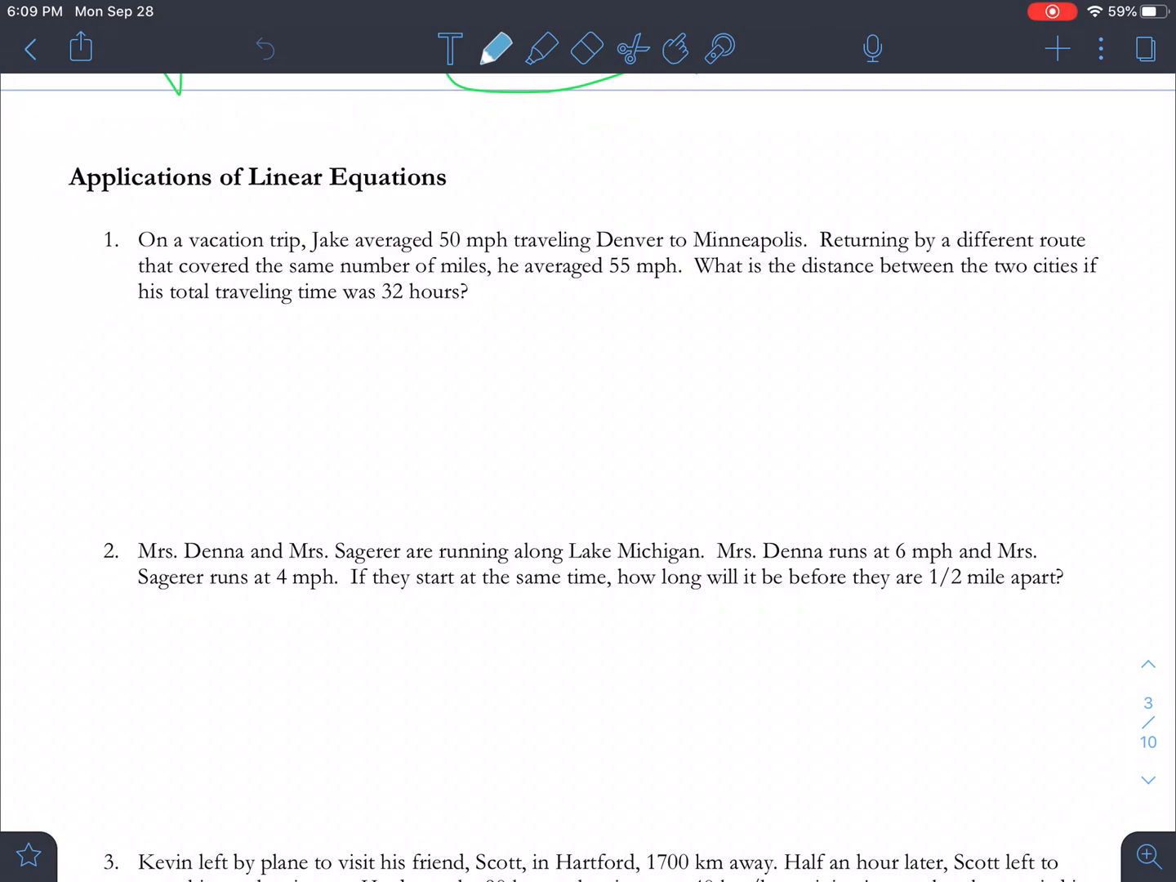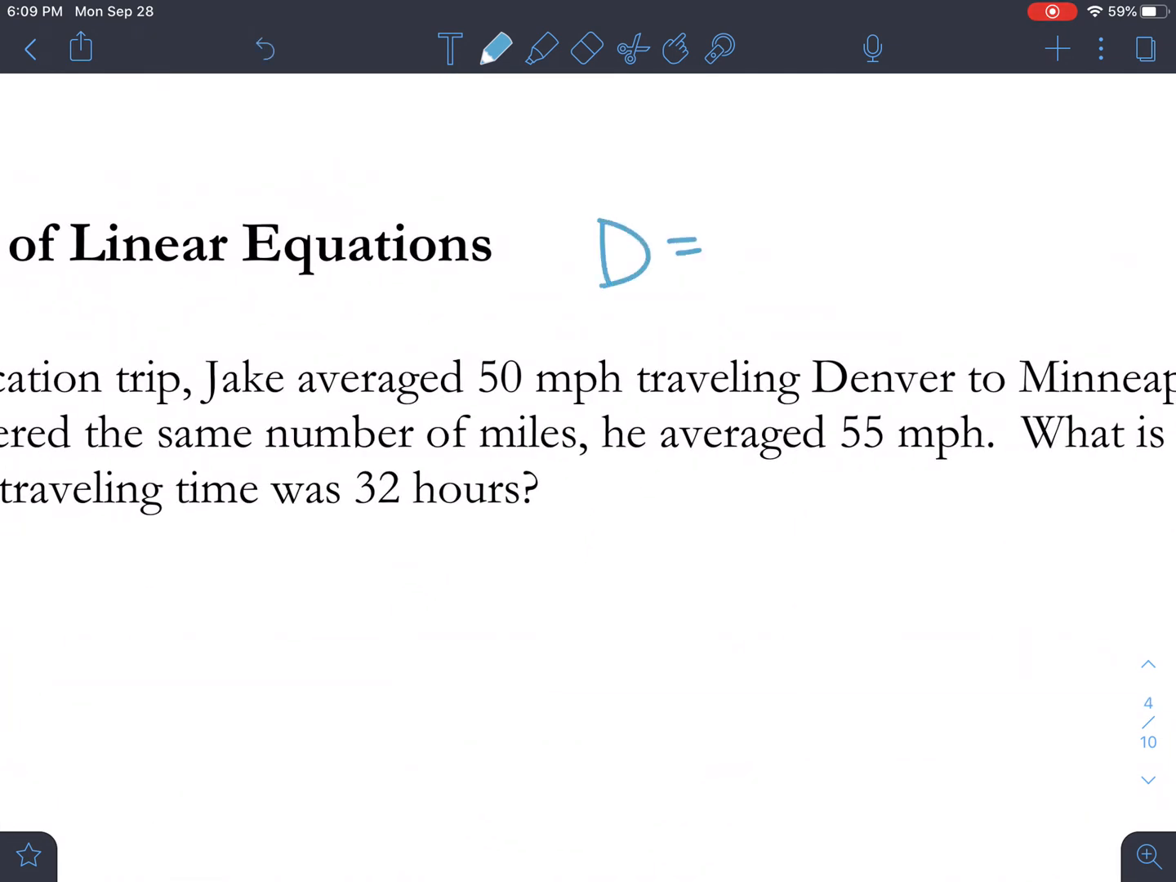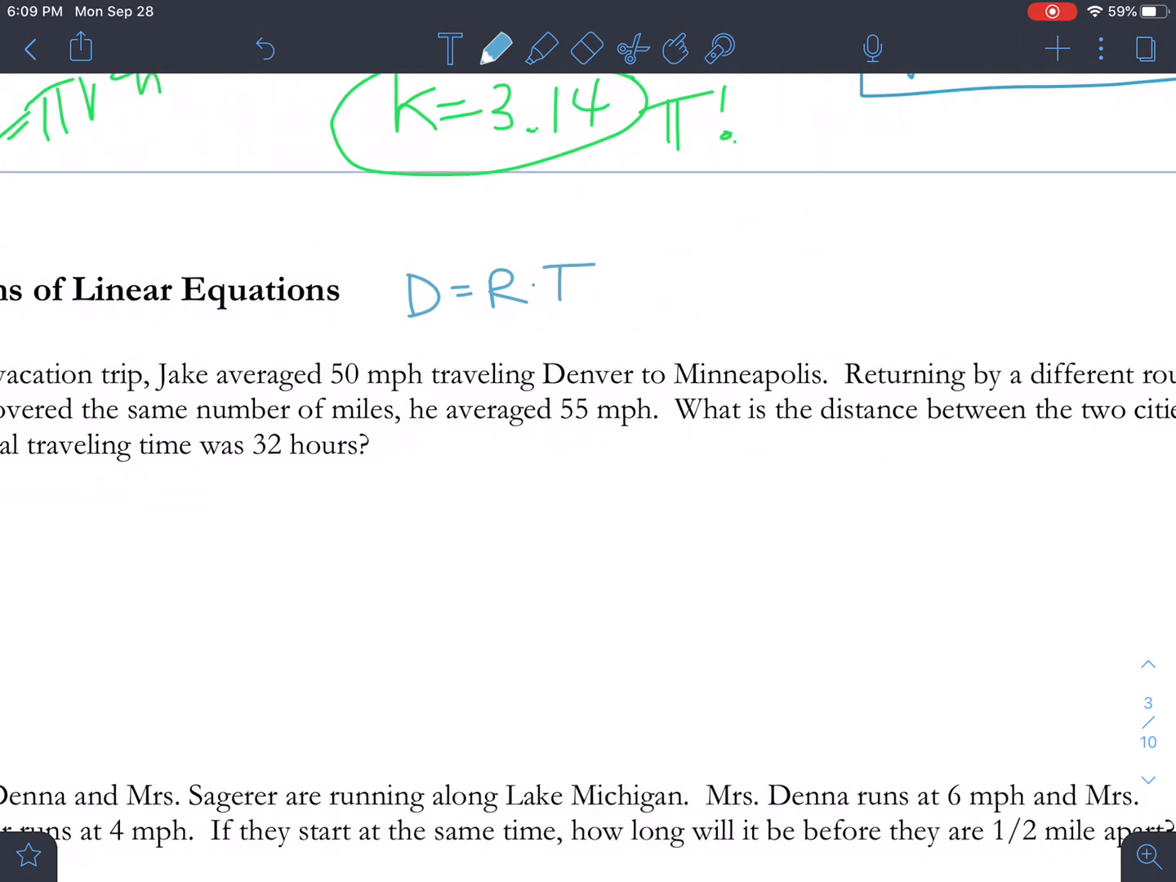Hey everyone, so today we're going to be working on some more applications of linear equations, some word problems here. One really important equation we're going to be using today is distance equals rate times time.